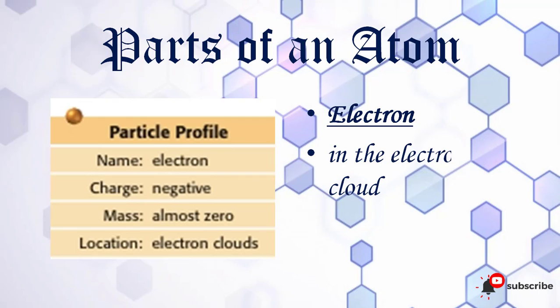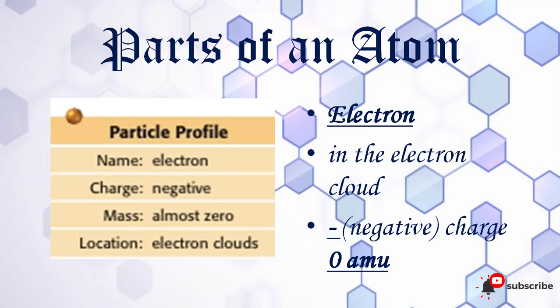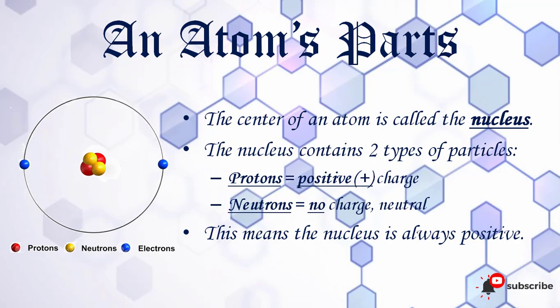The third particle is the electron, which is found in the electron cloud in the outer space, that is in the extranuclear spaces or extranuclear region, as explained by Rutherford in his model, and they carry negative charge and their mass is almost 0 AMU. So it is very small, a negligible mass, which is why their movement is very speedy, and they are negatively charged particles.